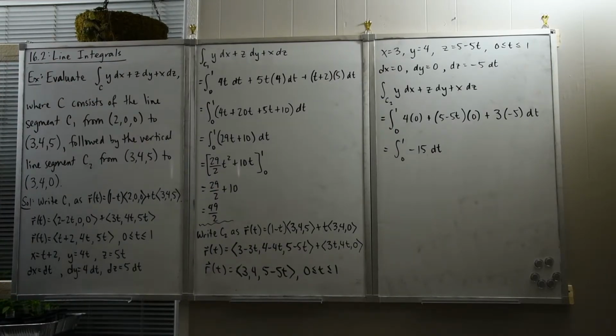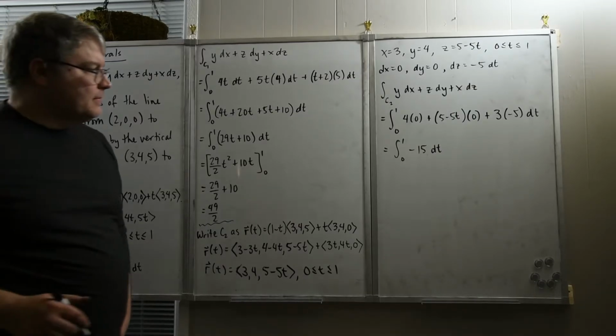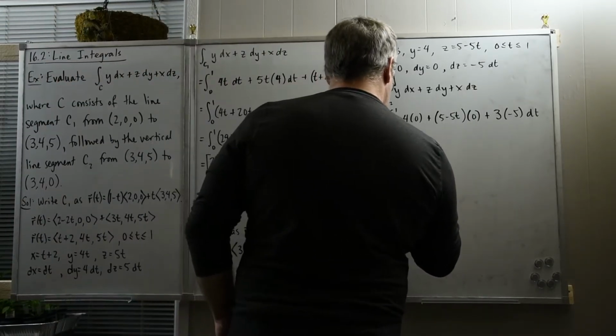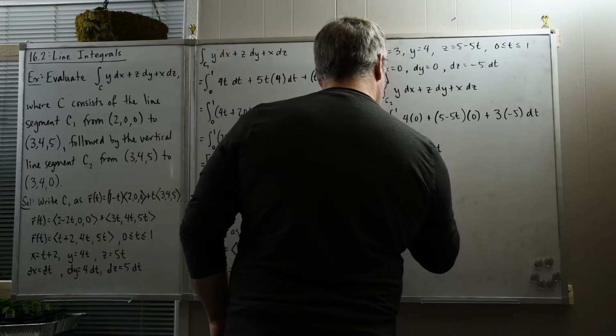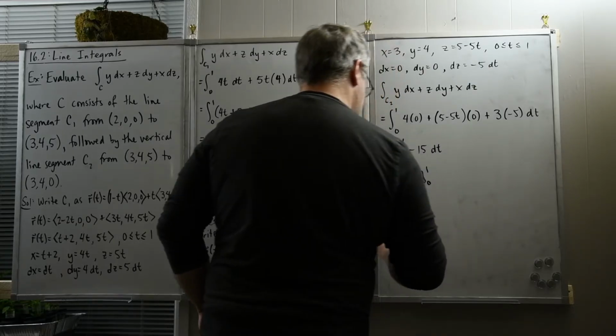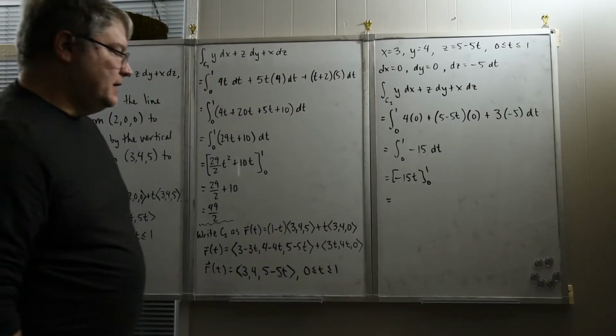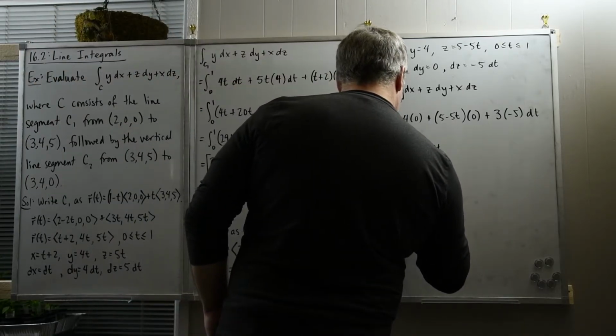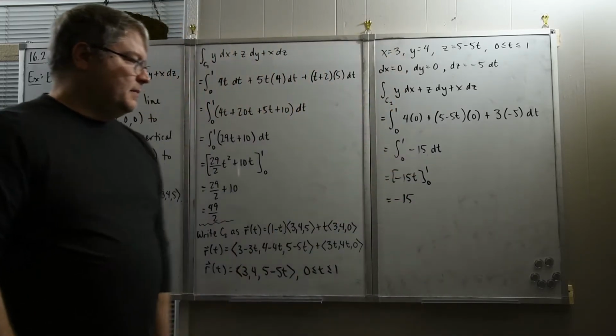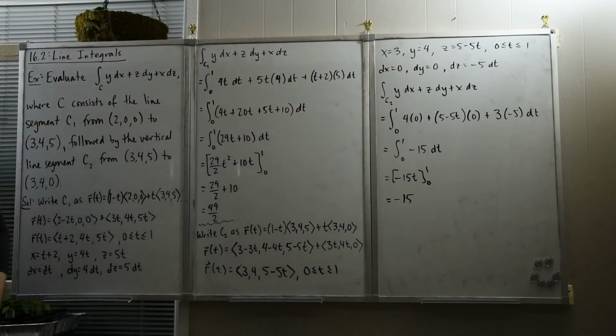So, not too bad. Not too bad at all. Because when you integrate, you get a -15t. Plug in 1 for t, subtract what you get when you plug in 0 for t. So you'll get a -15 times 1, -15, minus 0, that gives you your -15.